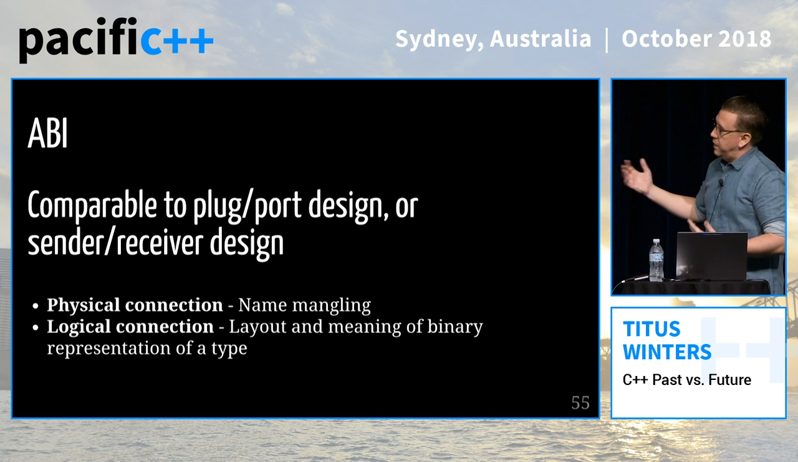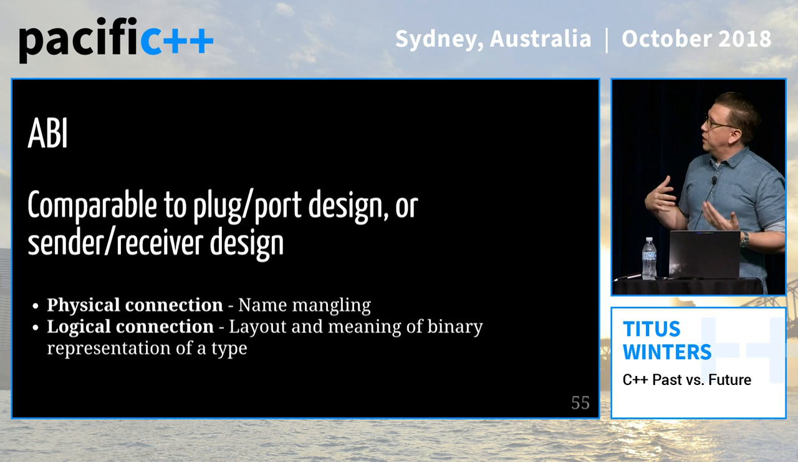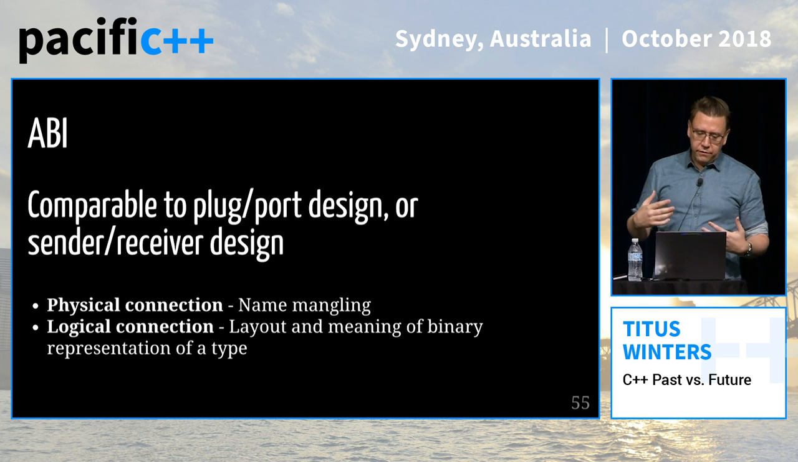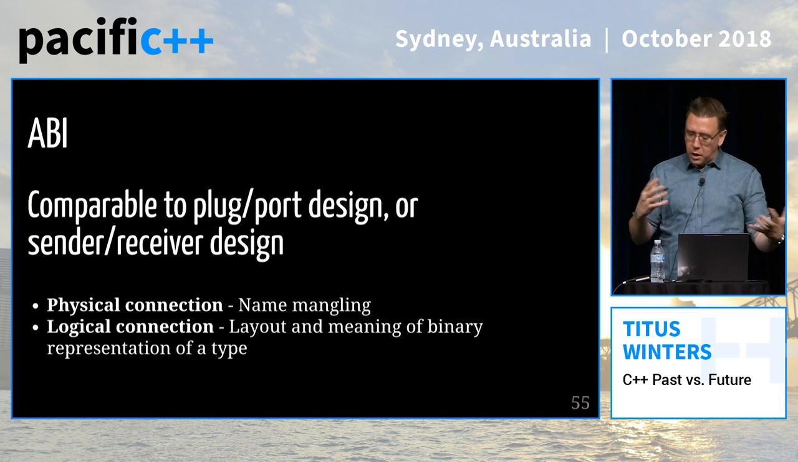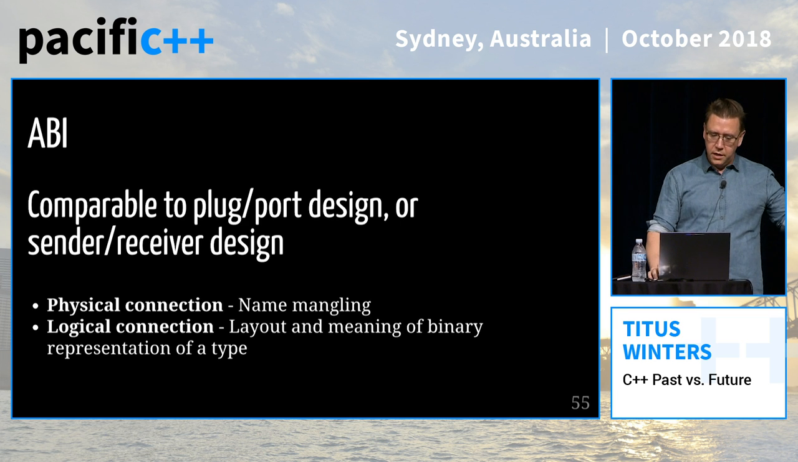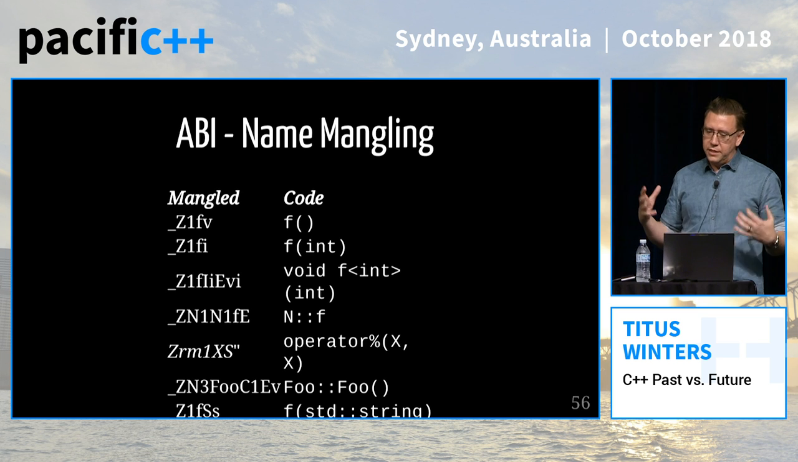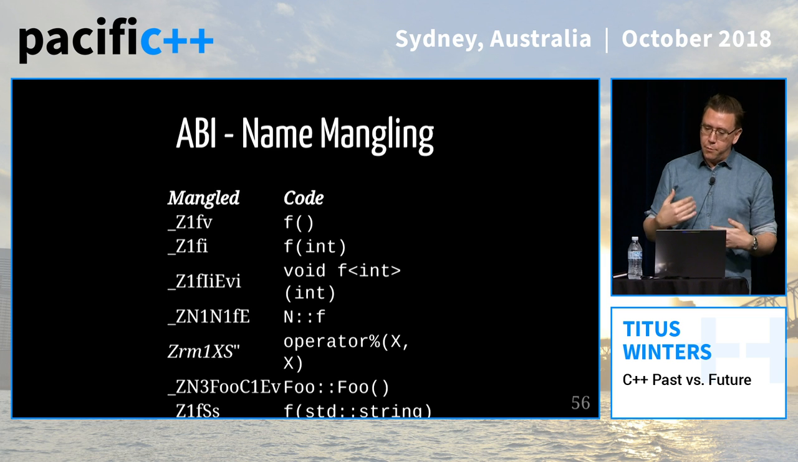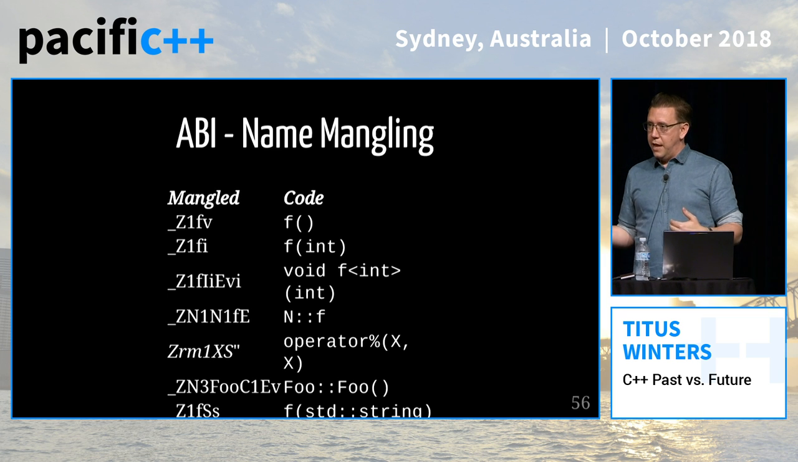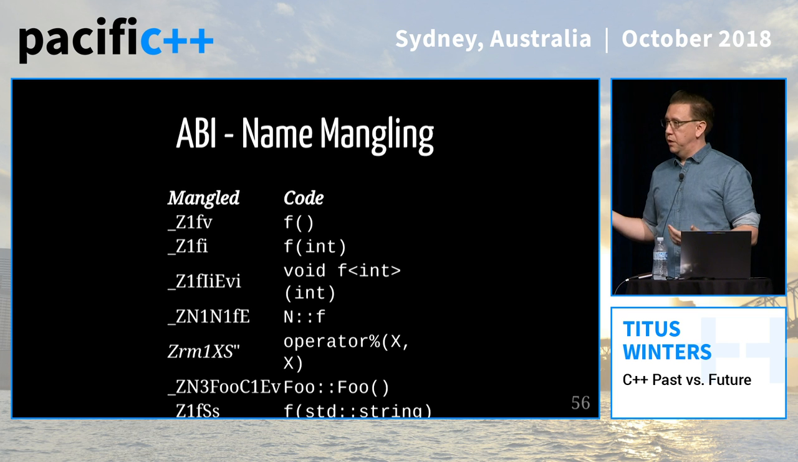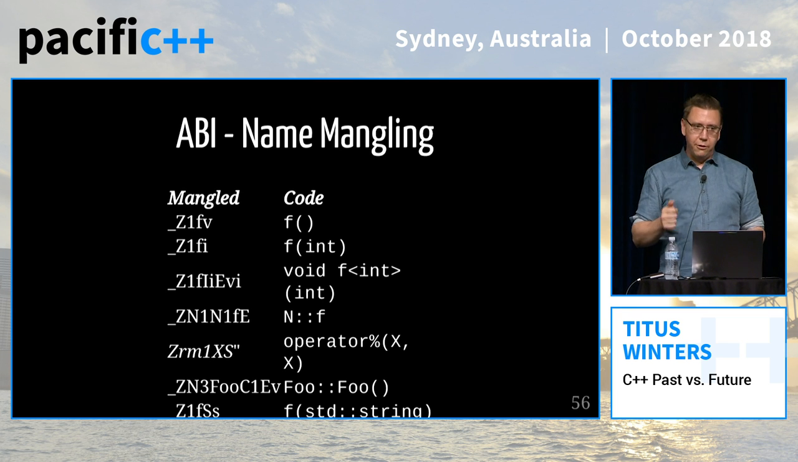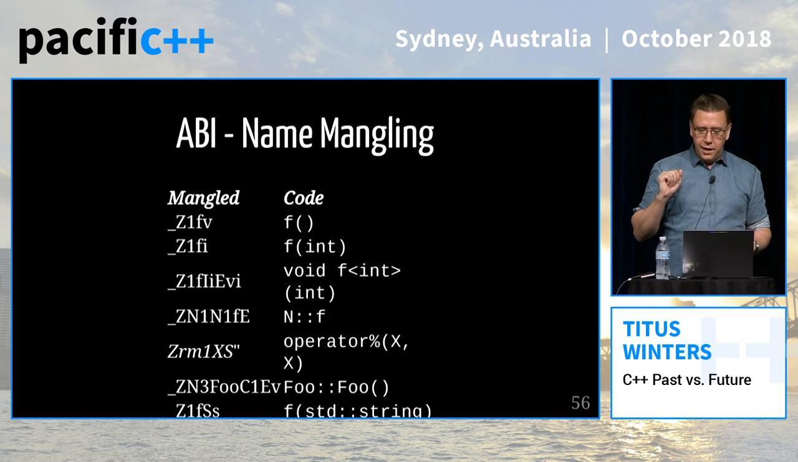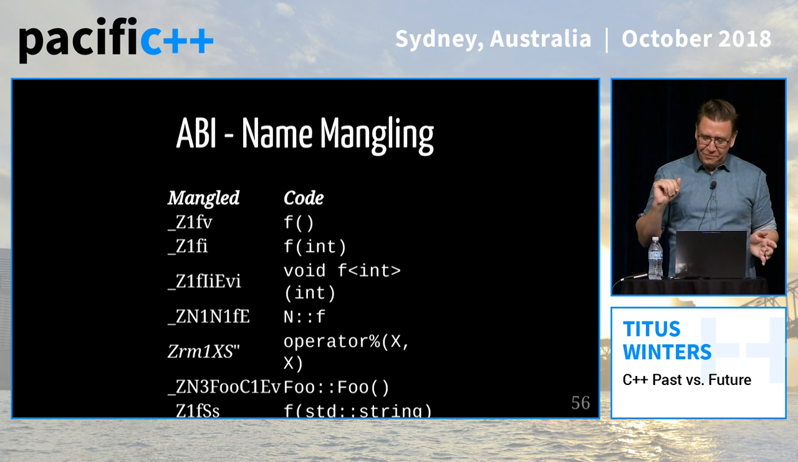ABI, as an overview, is sort of comparable to plug and port design or sender and receiver design. There's sort of two parts to this equation, right? The first, the physical connection, is the name mangling. These are the names that the linker uses to resolve symbols, right? Anything that changes the mangled name of a symbol will cause an ABI break, right? You cannot plug a US plug into an Australian outlet. Relevant.